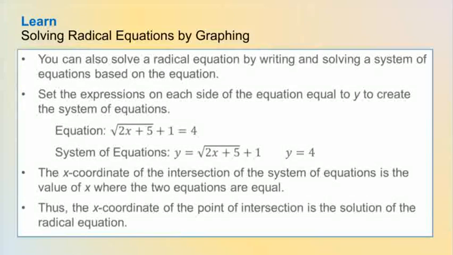So if you take that same equation and write it as two separate ones, y equals the square root of x plus 5 plus 1, and the other one is y equals 5. The x-coordinate of the intersection of the system of equations is the value of x where the two equations are equal. Thus, the x-coordinate of the point of intersection is the solution of the radical equation.